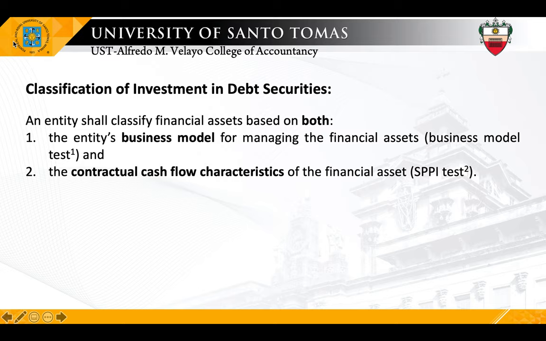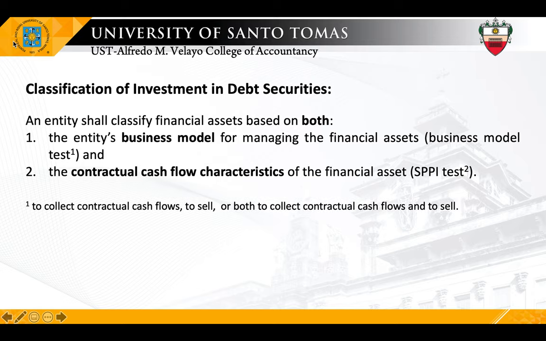So the entity's business model is determined at a level that reflects how groups or portfolio of financial assets are managed together to achieve a particular objective. So it refers to how an entity or the company manages its financial assets to generate cash flows. We actually have three business models, no? So we have contractual cash flow collection, selling, or both collection of contractual cash flows, and to sell.